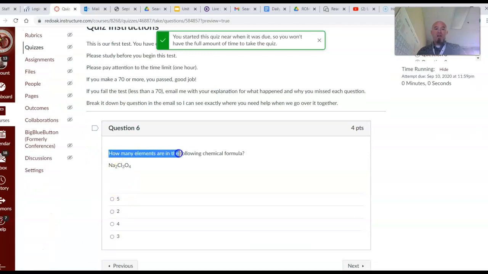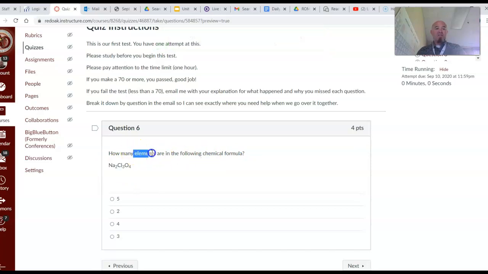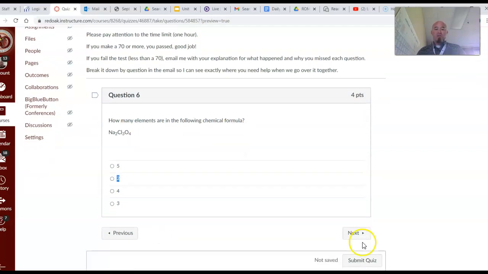Question 6. How many elements are in the following chemical formula? Na2Cl3O4. How many elements are in this formula? Are there 5? Are there 2? Are there 4? Or are there 3?